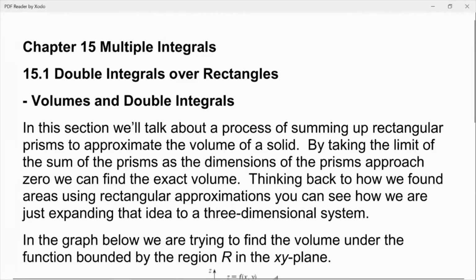This is multivariable calculus, and in this video, I'm going to talk about sections 15.1 and 15.2. 15.1 is where we start to understand the idea of a double integral, and then in 15.2, we're going to start to talk about just some of the basic mechanics of solving a double integral using antiderivatives. So we're really shifting in terms of our focus here.